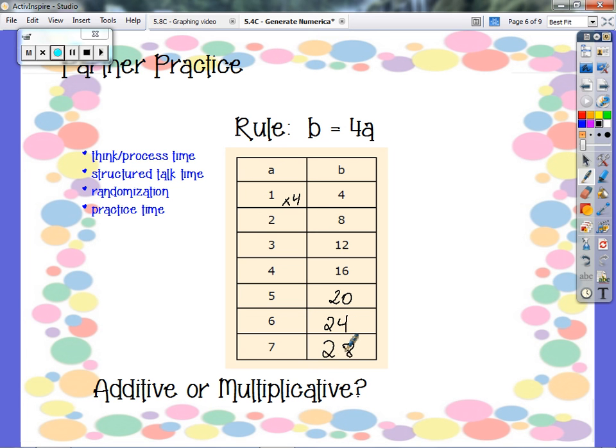28, very good. Now, class, is this additive or multiplicative? We've got to look at the rule. Did we add or multiply? We multiplied, very good. So it is multiplicative. Very good. Now let's continue.